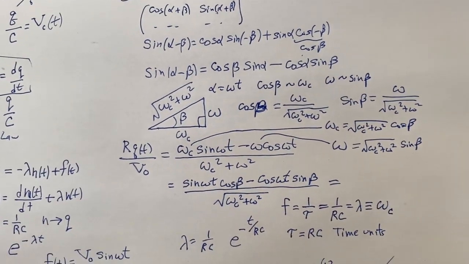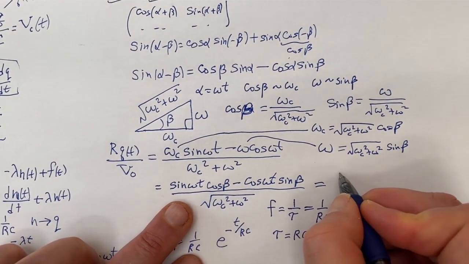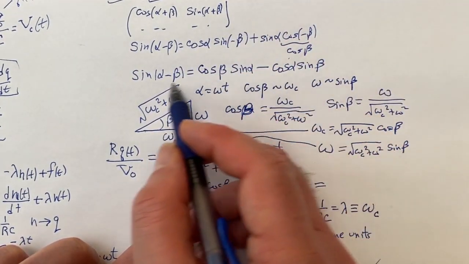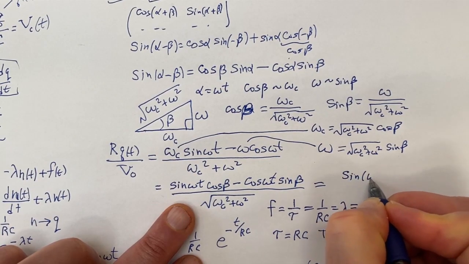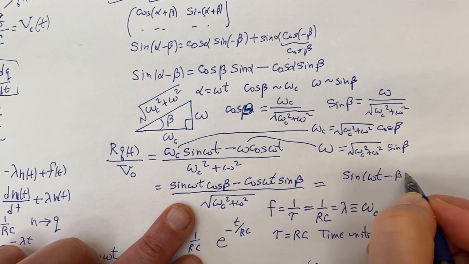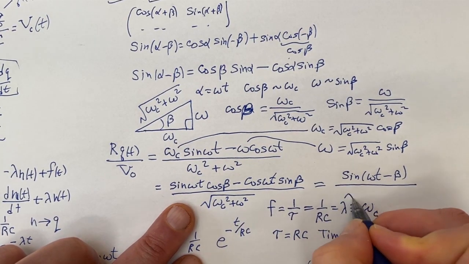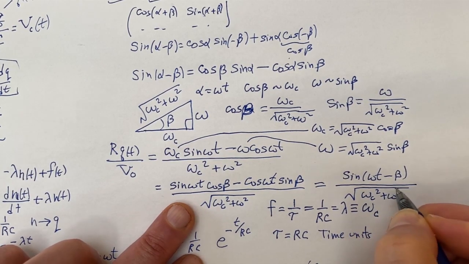And so now, using the trig identity, this here compared to what we had up there is the sine of alpha, which is our omega t minus beta, and that's over the square root of omega c squared plus omega squared.